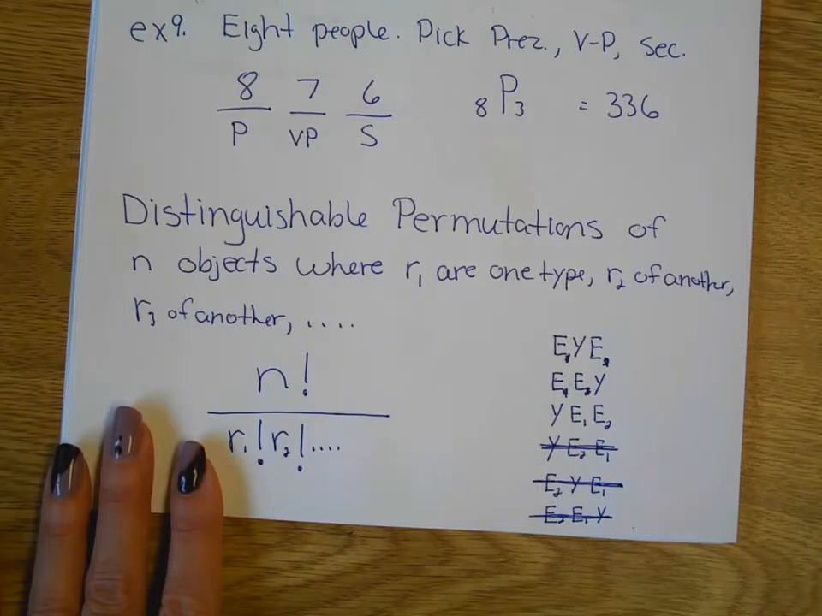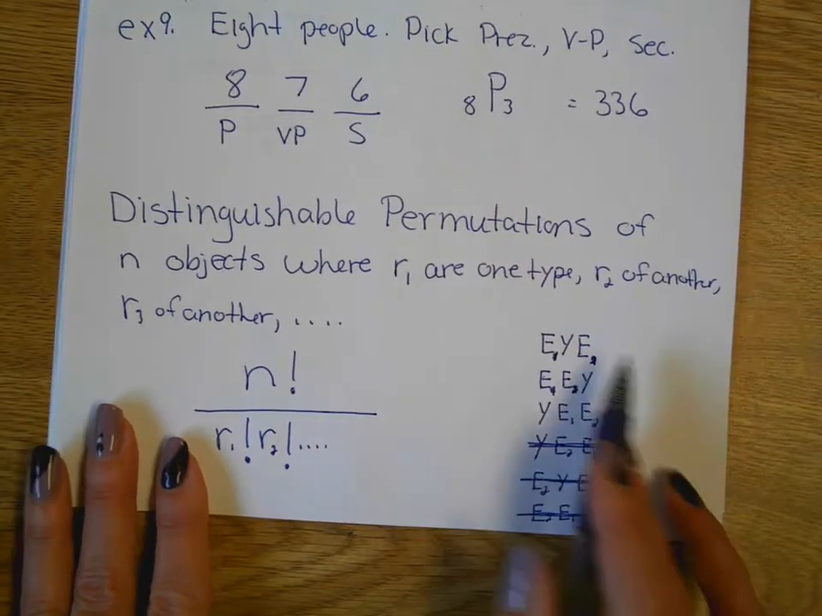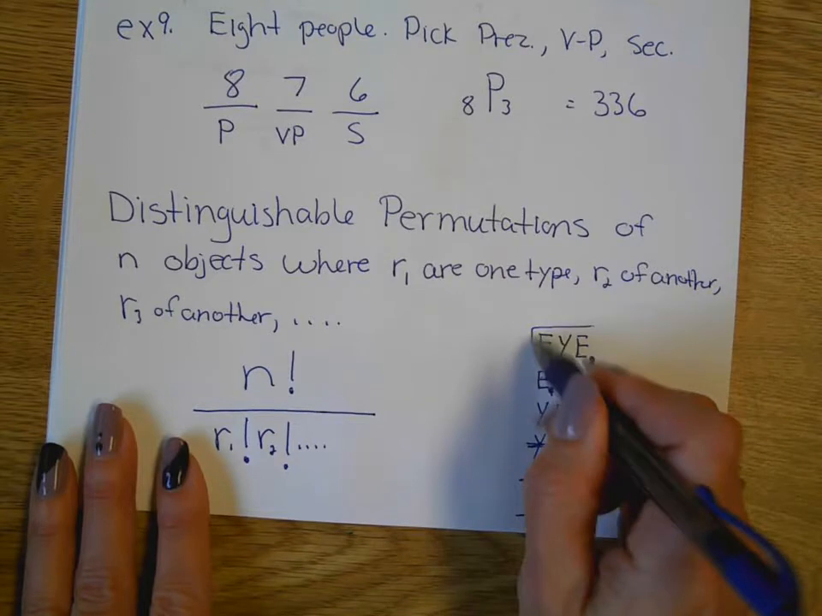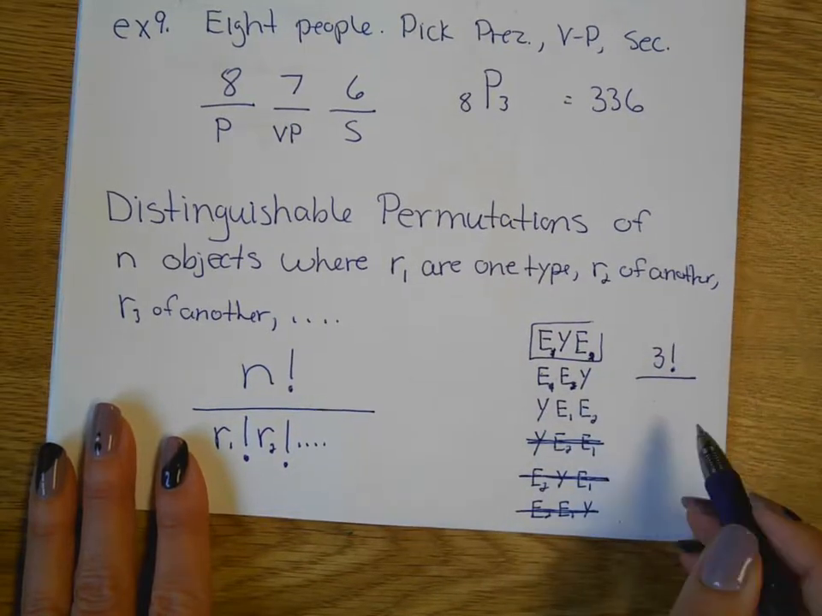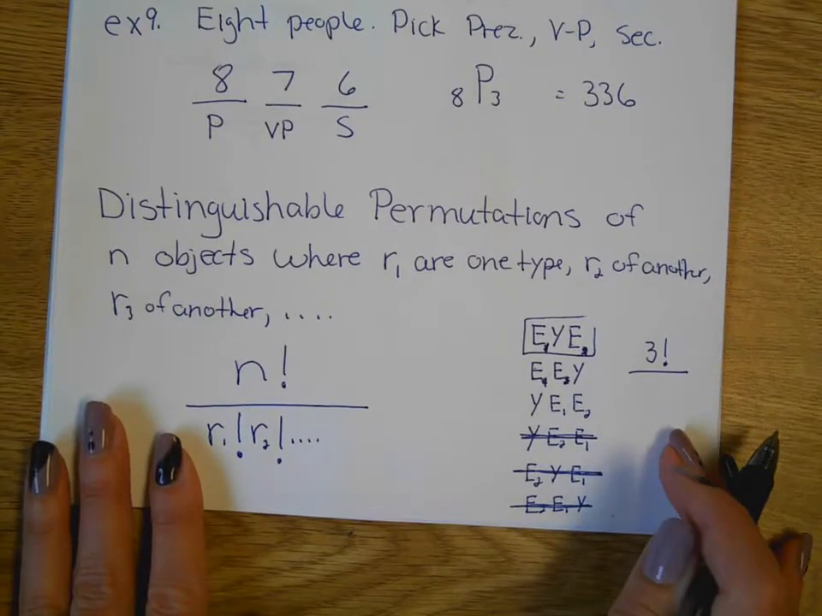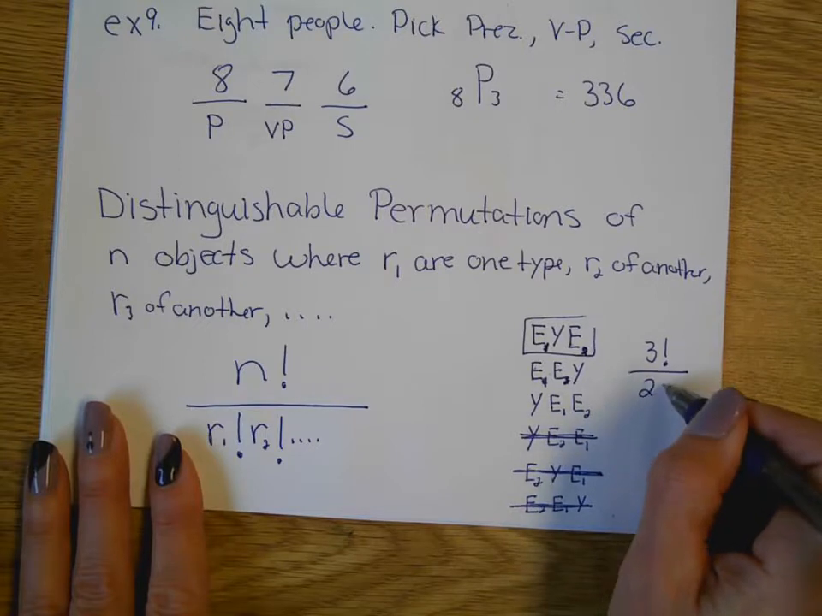Doesn't even feel like math. It is. So if I looked at this one, how many objects did I have to start with? 3 objects. That would be 3 factorial. How many letters repeat? 1. But how many of them? 1 letter, and there's 2 E's, so I would divide by 2 factorial.